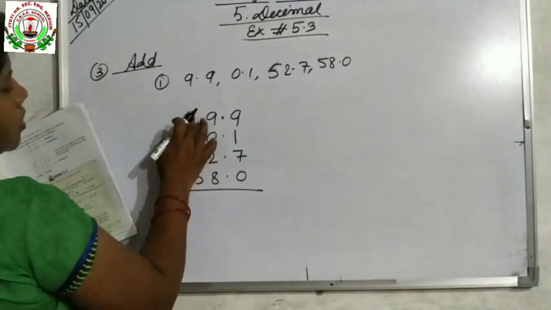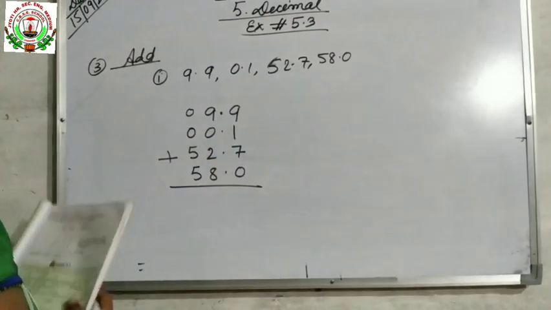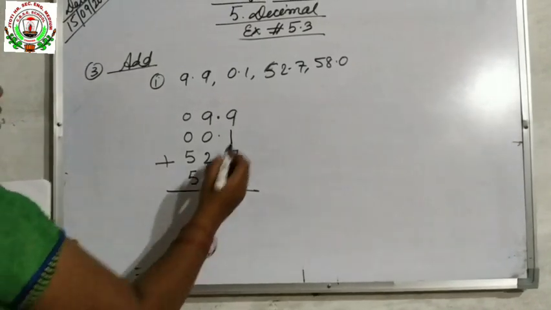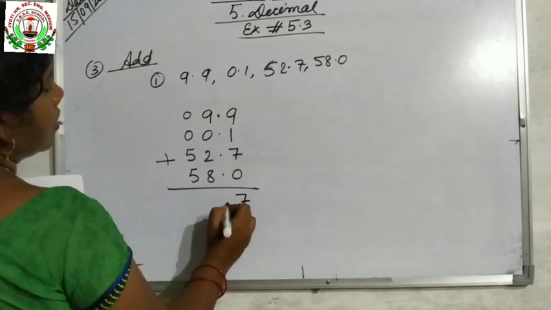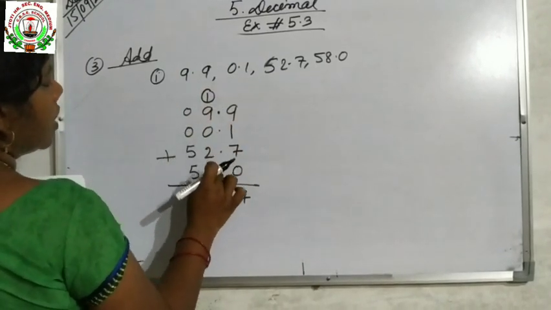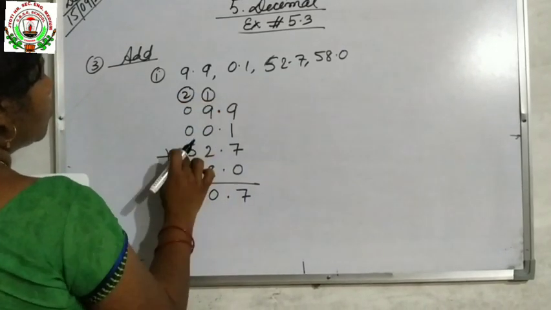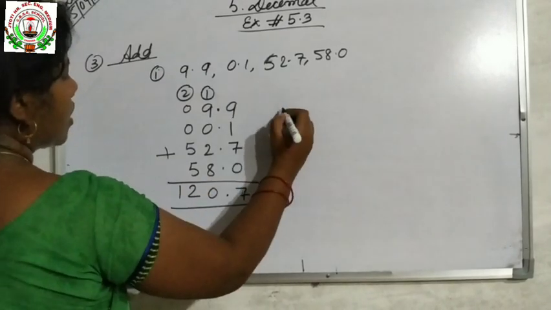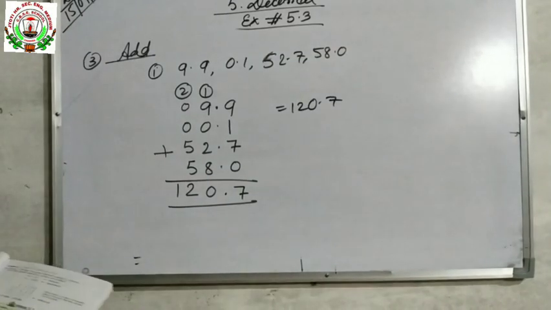Understood? Here no digit is there. You can put 0, otherwise if you do not put it, it is also correct. Now 9 plus 1 is 10, 10 plus 7, 17. 7, 1 carry, 1 plus 9, 10, 10 plus 2, 12, 12 plus 8, 20. 0, 2 carry, 2 plus 5, 7, 7 plus 5, 12. So 120.7 is your answer.